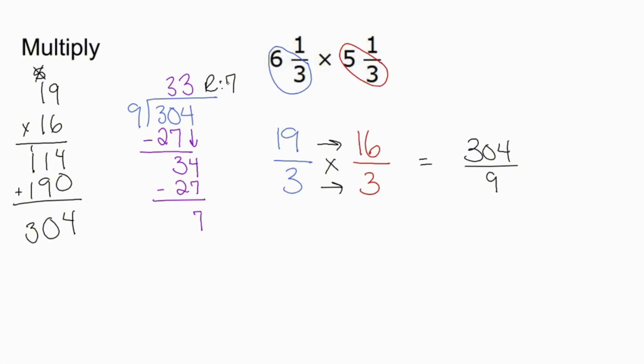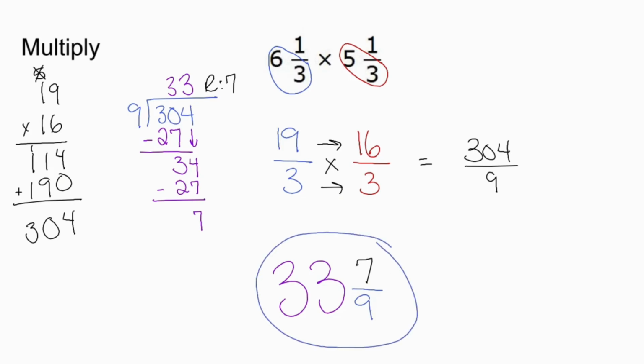So, how do I turn that into a mixed number? Well, the 33 that I got is the number that lives out in front. 33. The remainder of 7 is your numerator, and the denominator of 9 is your old denominator. That doesn't change. So at the end of the day, I get 33 and 7/9. And that's my answer.